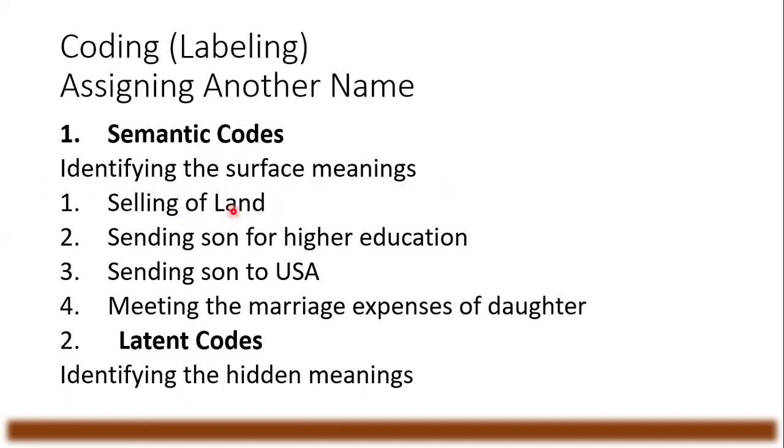Like if you are selling the land, it means that you may have some urgent need of money. That's why you are selling the land. So that is the surface meaning. The second is sending son for higher education. What does it mean? What is the surface meaning of this?